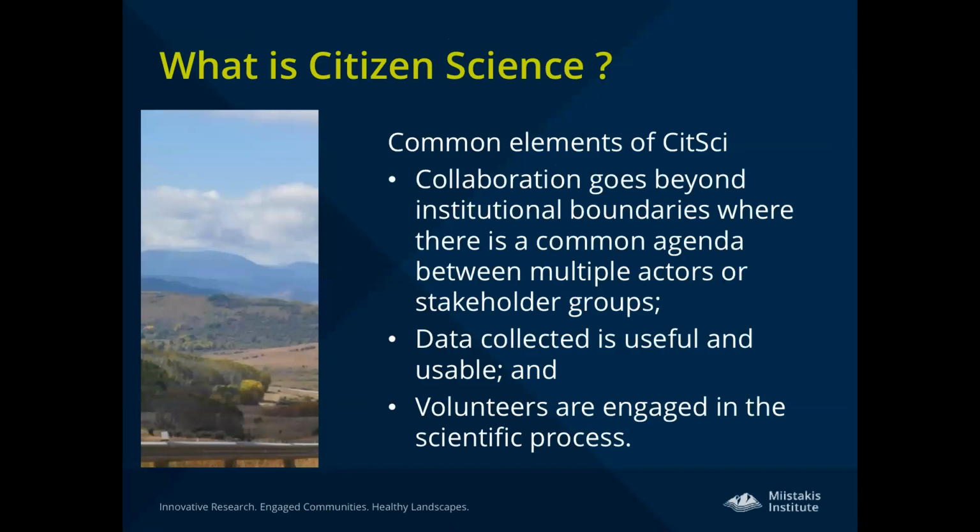Sometimes people think of some of these terms as different than citizen science, but I think what's more important is to think about the common elements of citizen science. Some of these common elements are that the data being collected is useful, that volunteers have a meaningful role to play, and that there's a connection to an agency or an academic institution or scientist body. And often this collaboration goes beyond institutional boundaries, where you're addressing a common agenda between multiple actors or different stakeholder groups.